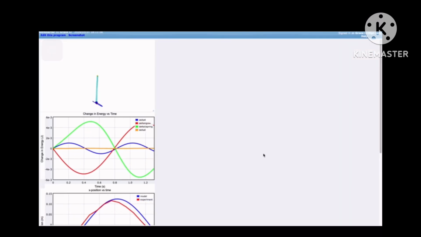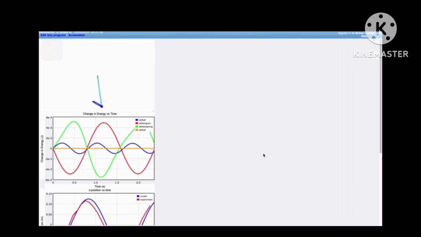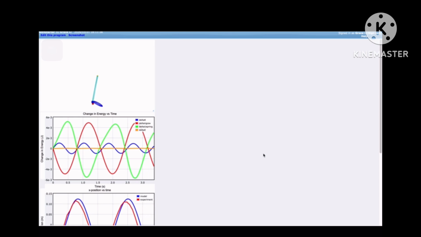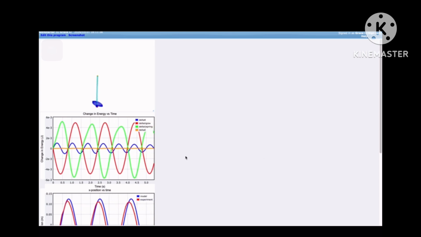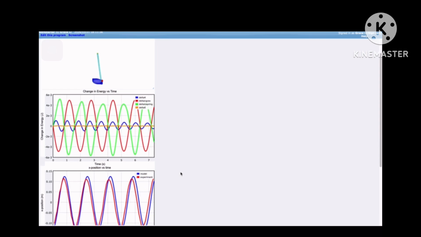Okay, here is the code output showing the computational model of the spring mass system in motion after inputting the text file with the data gathered from the experimental video analyzed in Tracker. The video is sped up here.